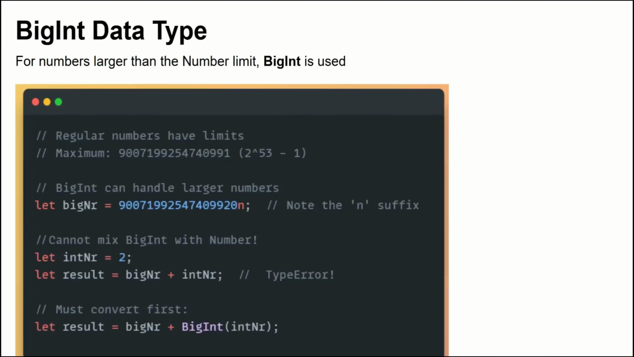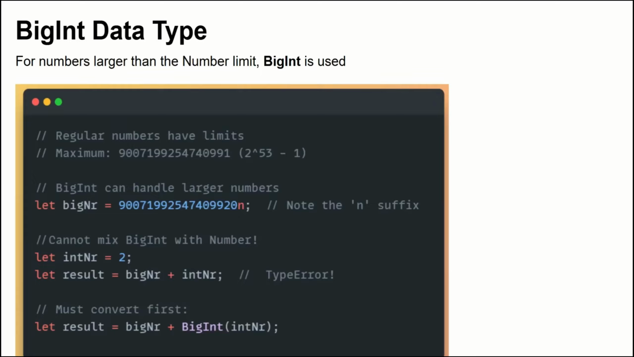The BigInt data type is used for numbers which are above the number limit, so very huge numbers. Anytime you want to use integers or exponentials which the number data type cannot handle, we use the BigInt data type. So for example, we have let bigNr equal to this number right here. So notice the n suffix. This is for a very large number.